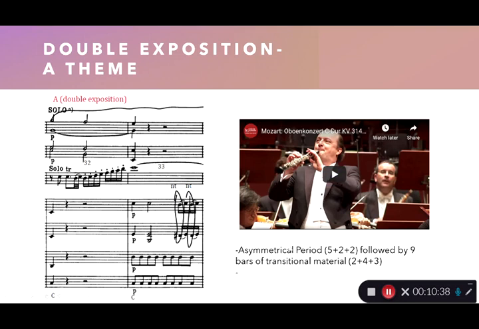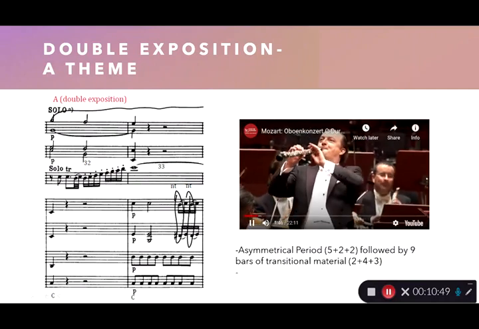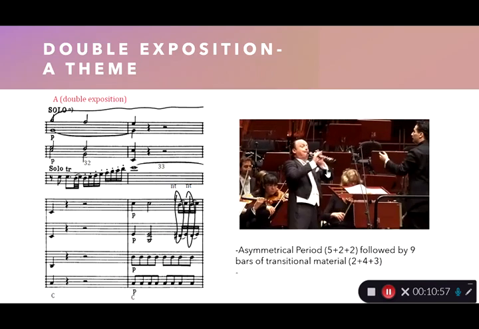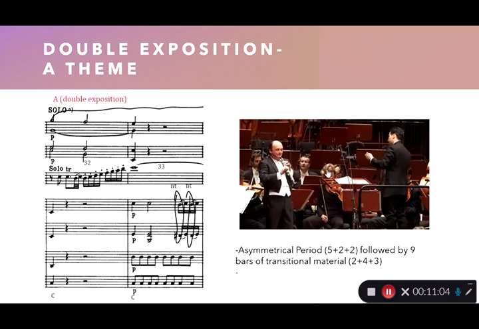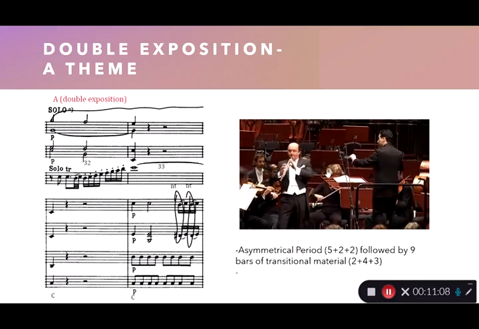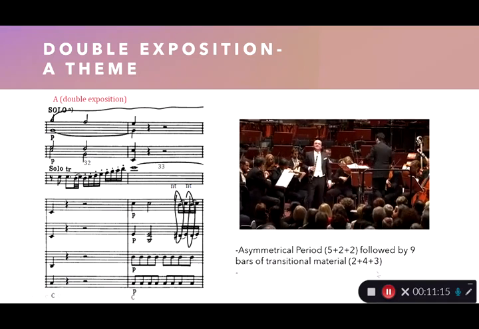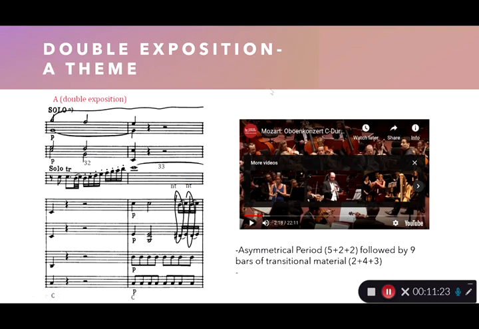So for the double exposition, we have the A theme restated, 5 plus 2 plus 2. We have 9 bars of transitional material, and that's 2 plus 4 plus 3. So we have the 3-bar phrase. Okay, so again, with this piece, the movements tend to transition pretty quickly between each other. Sometimes there's not even a link to tie them together.